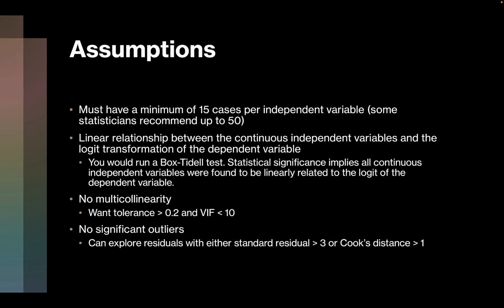And in JASP for logistic regression, we're going to explore the residuals. We want the standardized residuals to be less than 3, so we're going to call outliers those with a standard residual greater than 3 or Cook's distance greater than 1. And you'll see throughout the examples that I primarily am using Cook's distance greater than 1.